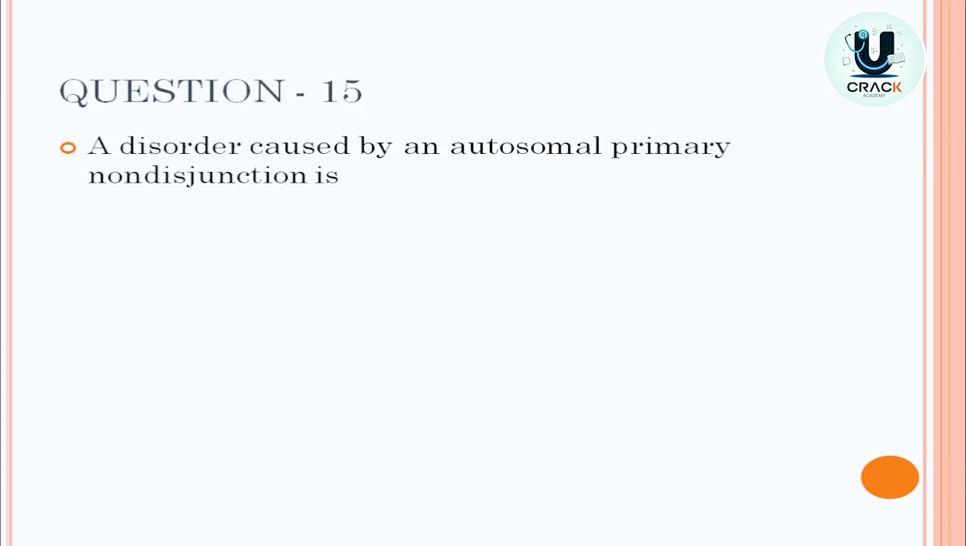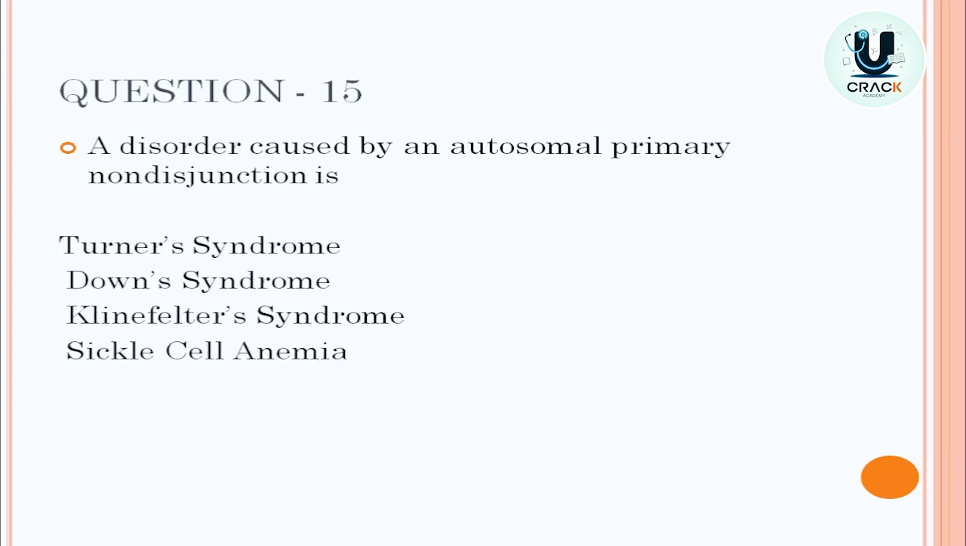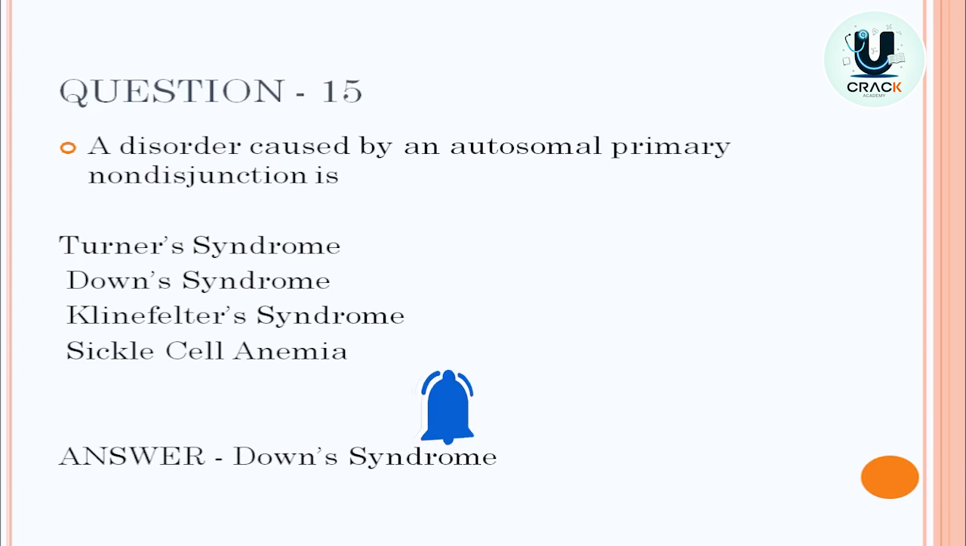Question number 15. A disorder caused by autosomal primary non-disjunction is: Turner's syndrome, Down syndrome, Klinefelter syndrome, sickle cell anemia. Answer: Down syndrome. I hope you all can understand about this.